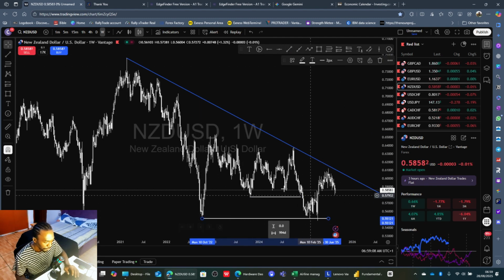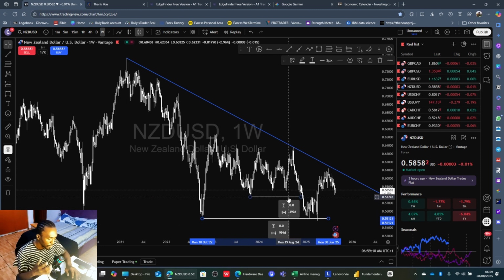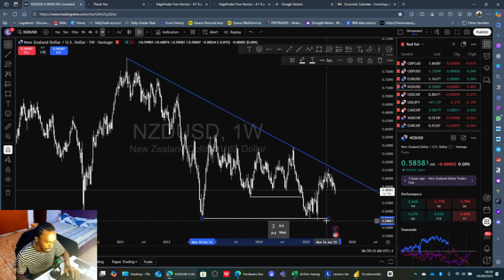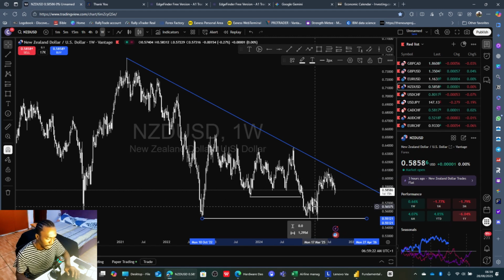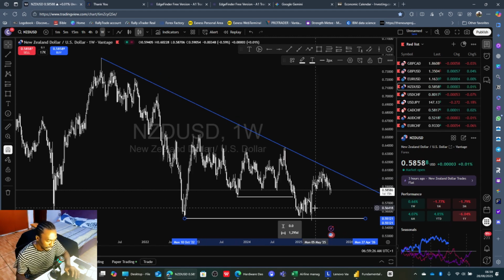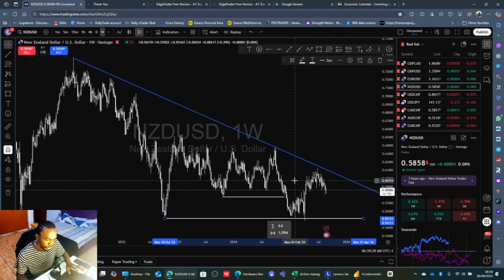But however, price seems to be dancing around this 0.55 area, and it's just not so clean, right? Between the 0.6 and 0.55, it's been quite messy over there recently. But however, the overall weekly structure is bearish, right?